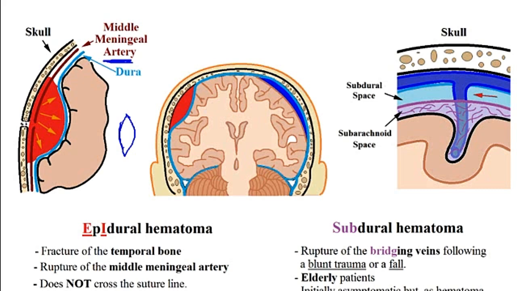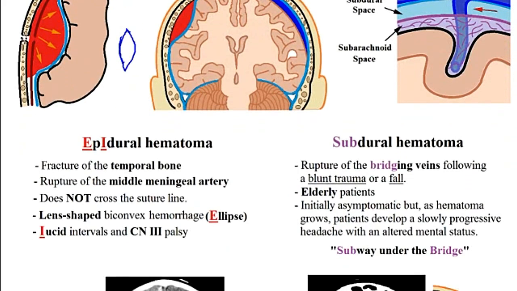Now let's review important points about these forms of hematoma. Epidural hematoma is caused by fracture of a temporal bone. It results in rupture of a middle meningeal artery, as a consequence of which it releases blood in the epidural space. This type of hematoma does not cross the suture line because, as I explained, the skull and dura are tightly attached to each other, and so the hematoma would not be able to cross the suture line.